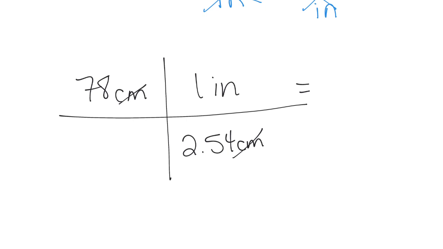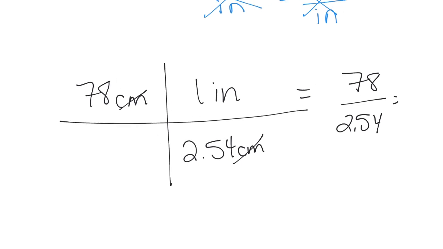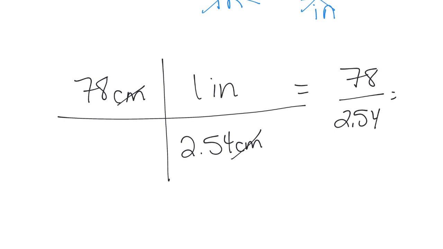So now this is going to be 78 divided by 2.54. And by the way, 78 times 1 is 78. I think you guys know that. Okay. And then, when we get the answer to this, we get 30.7086 and so on. It's a whole huge long number.